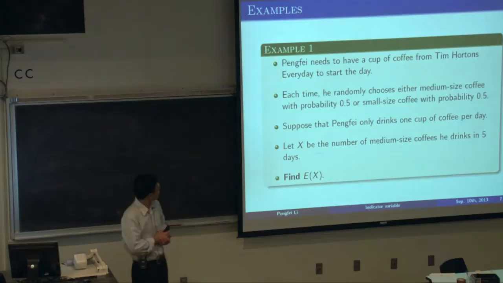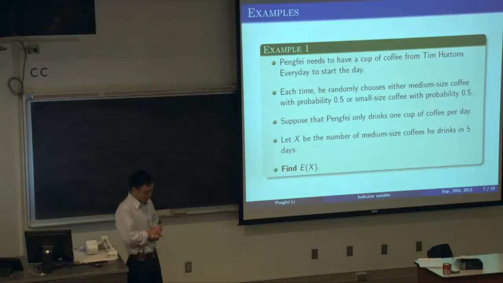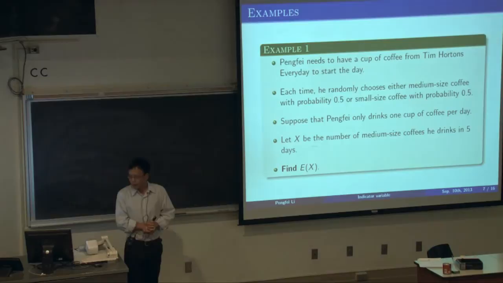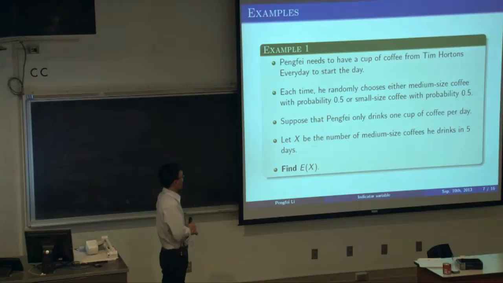Now, suppose I have to drink a coffee every day in the morning. Let me assume that I randomly pick a medium-sized coffee with probability half, and a small-sized coffee with probability half. I also assume that I just drink one cup of coffee. That's not always true, but let us assume it is true. Let X be the number of medium-sized coffees I drink in 5 days, so in 1 week. What will be the expectation of X?